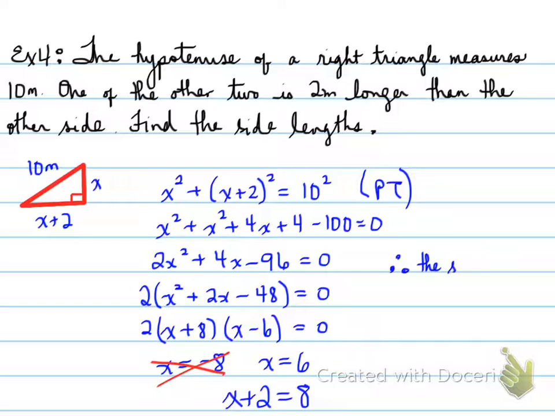So x plus 2 is equal to 8, where x is equal to 6. So the side lengths are 6 meters and 8 meters long. So the goal here is to find a problem that works. For anything that involves a right angle, we're looking at Pythagorean theorem, so don't forget that. All right, next. Example number 5.